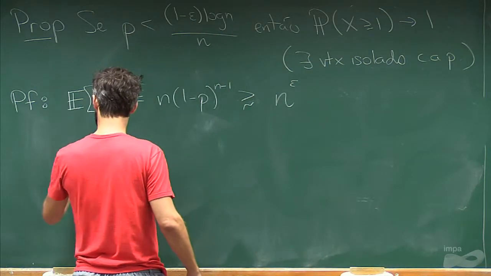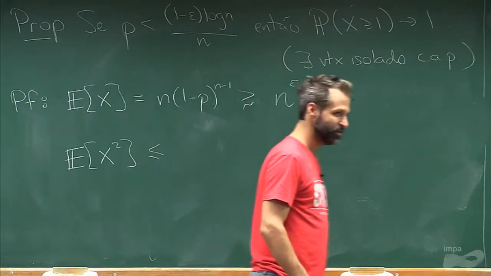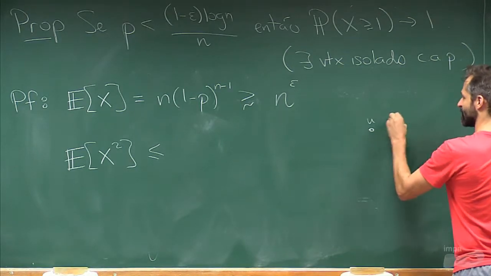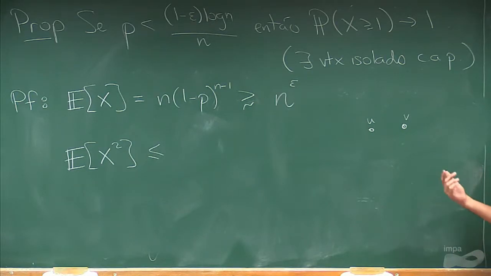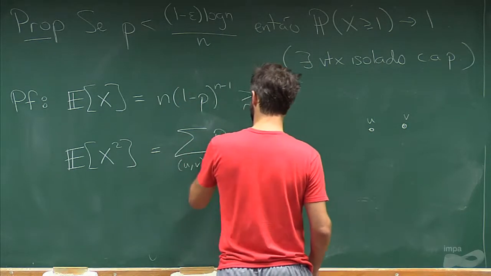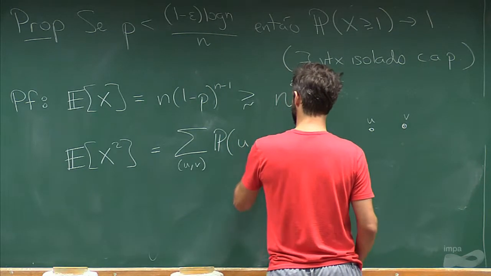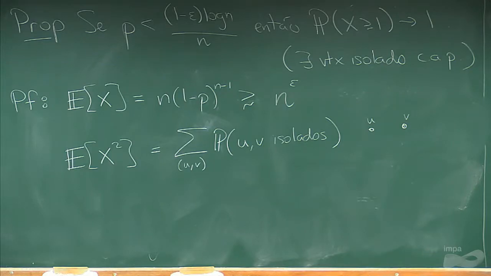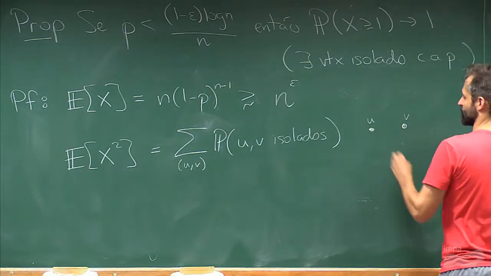So we have to bound the expected value of x squared. How do you bound the expected value of x squared? So x is the sum over vertices of the event that the vertex is isolated. So x squared, you have to worry about pairs of things, right? Pairs of vertices. What's the probability that they're both isolated? So this equals the sum over u, v of the probability that u and v are both isolated. So what's the probability?